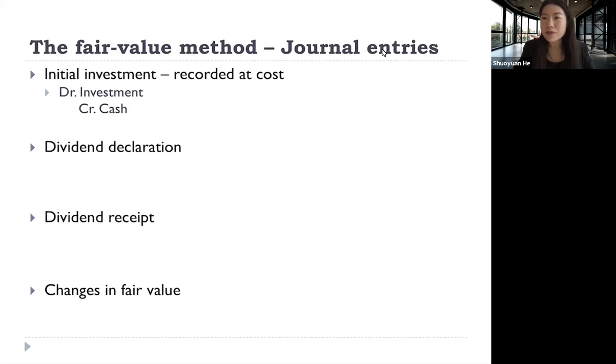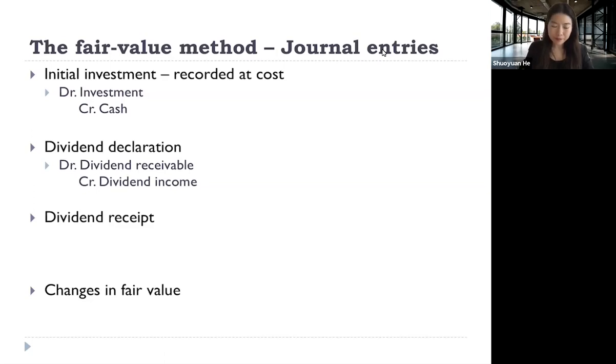For the second major event, when the investee declares a dividend, what is the journal entry for the investor? From the investor's perspective, it is a dividend receivable, so it is going to receive a dividend from its investee. At the same time, because we're using the fair value method here, this is viewed as dividend income for the investor. So we credit dividend income.